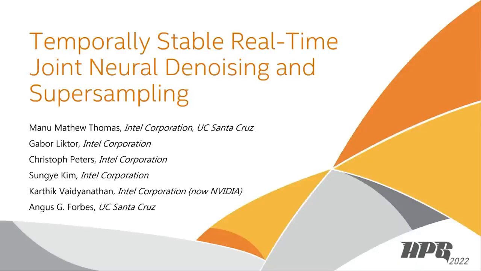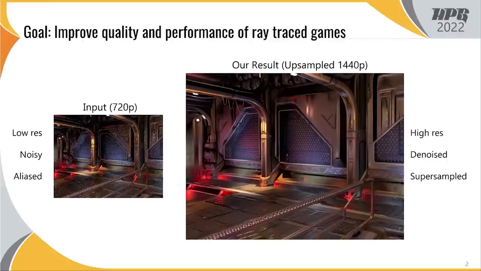Hello, my name is Manu Mathew Thomas, and I will be presenting our paper titled Temporally Stable Real-Time Joint Neural Denoising and Supersampling. This is a work from Intel Graphics Research with Gabor Liktor, Christoph, SungYe Kim, Karthik Vaidyanathan, and Angus Forbes. The goal of our work is to improve image quality and performance of ray tracing in games. This is achieved by introducing a novel neural technique that combines supersampling and denoising.